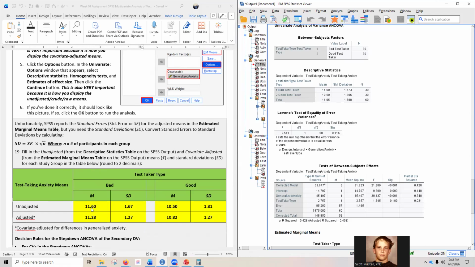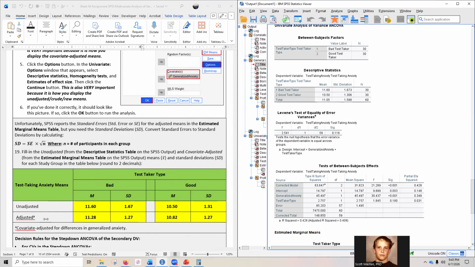These are the raw means, differences in test taking anxiety between bad and good test takers. The adjusted means are after you take out variation in those means that can be accounted for by the generalized anxiety of bad and good test takers. What are those means? That's what we want to fill in. The raw means are up here in our descriptive statistics. For bad test takers, we've got a mean test taking anxiety of 11.6, standard deviation of 1.67. For our good test takers, we've got a mean of 10.5 and a standard deviation of 1.31. So that's this first row right here.